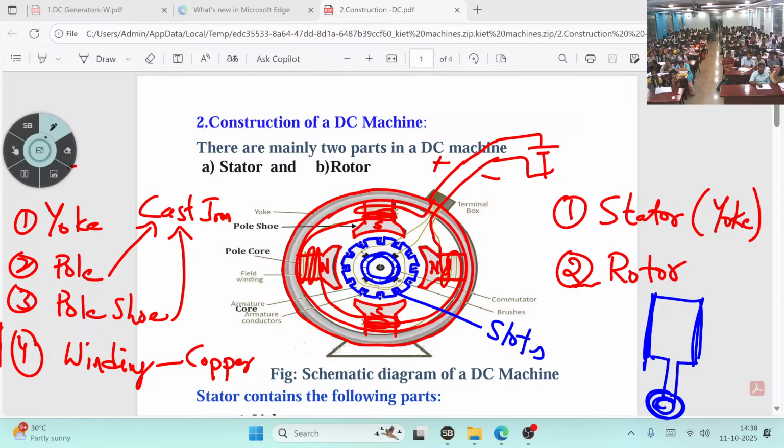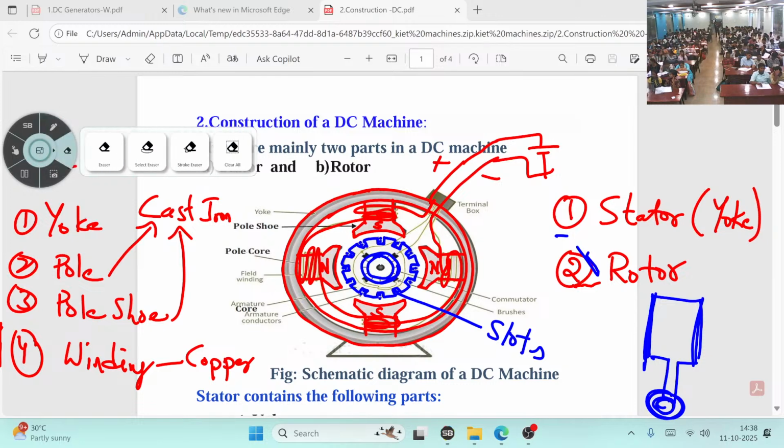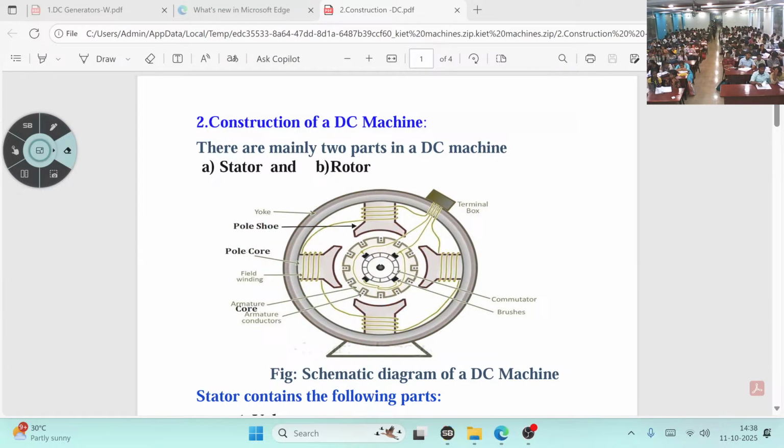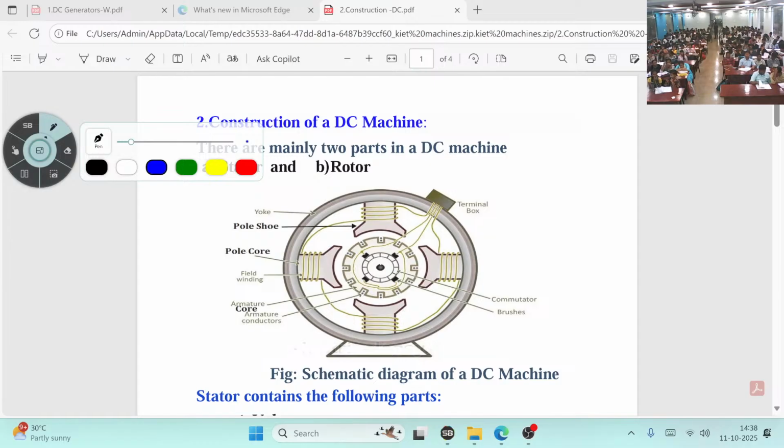Next, the commutator segments. Where are the commutator segments? Just beside the rotor conductors. The conductor's starting terminal and end terminal will be connected to the commutator segments. Why do we require the commutator? What is meant by this commutator?